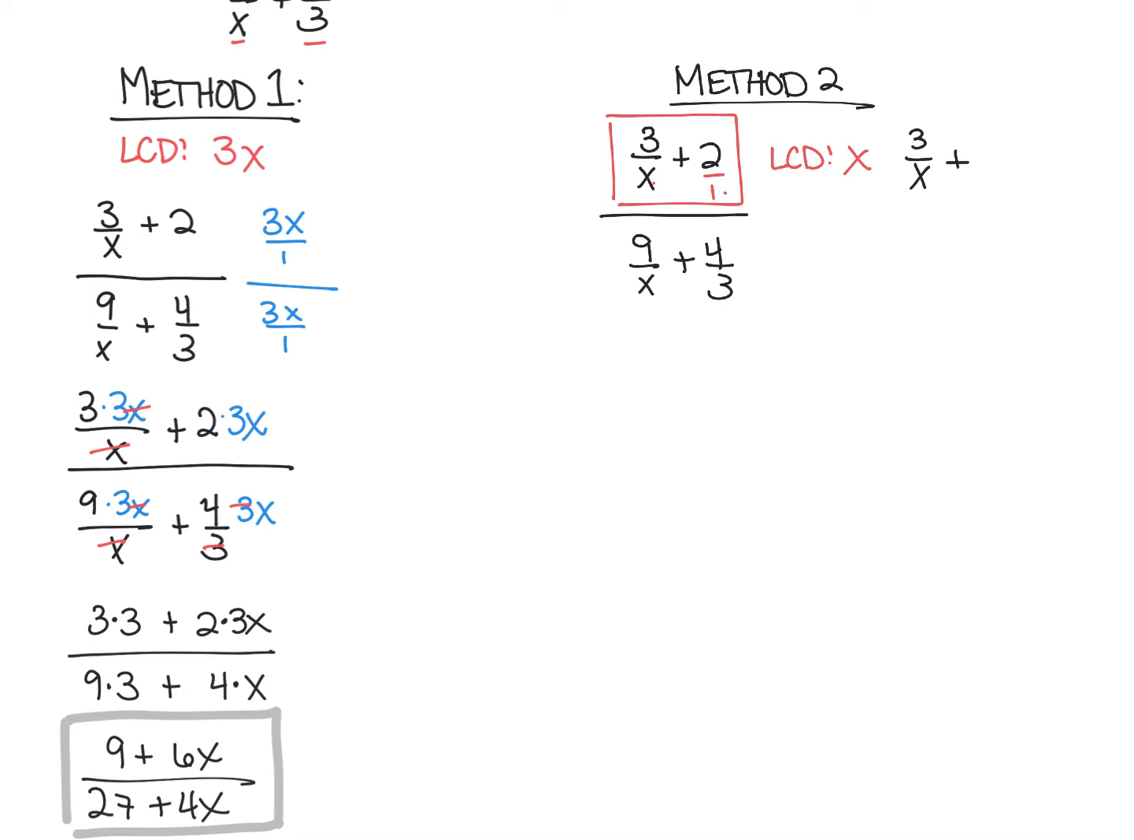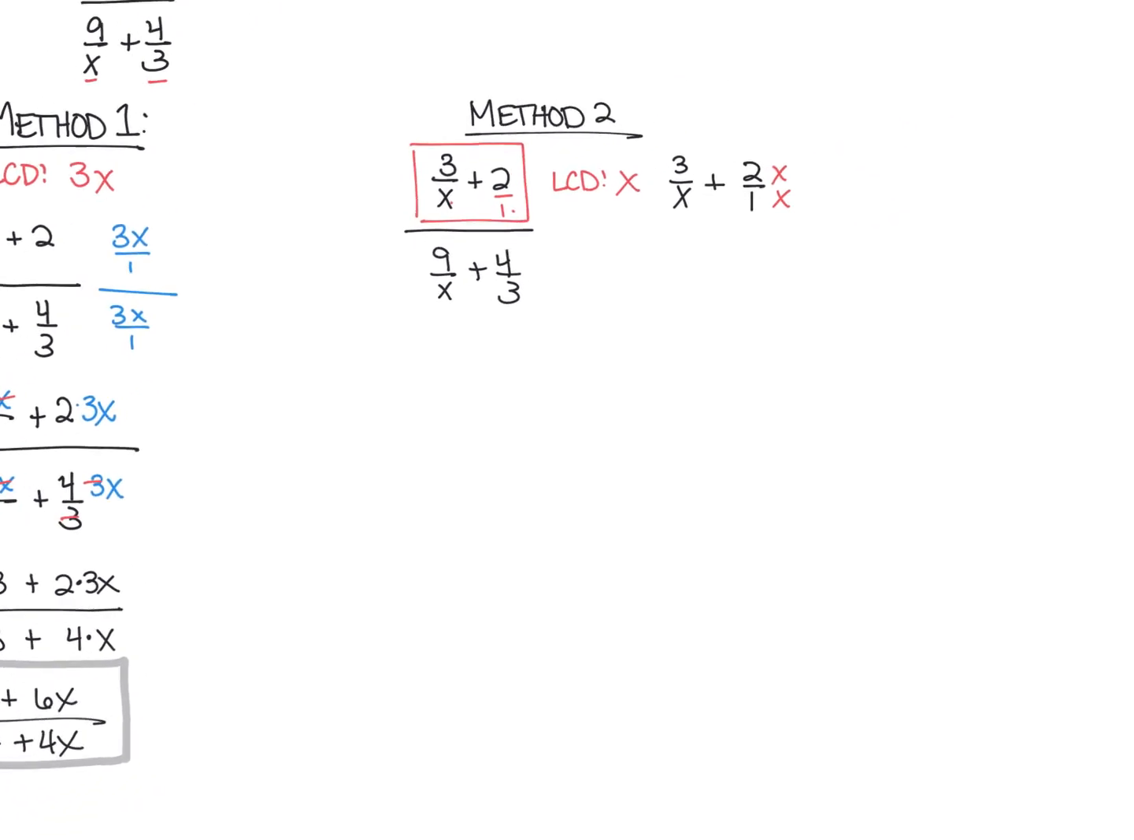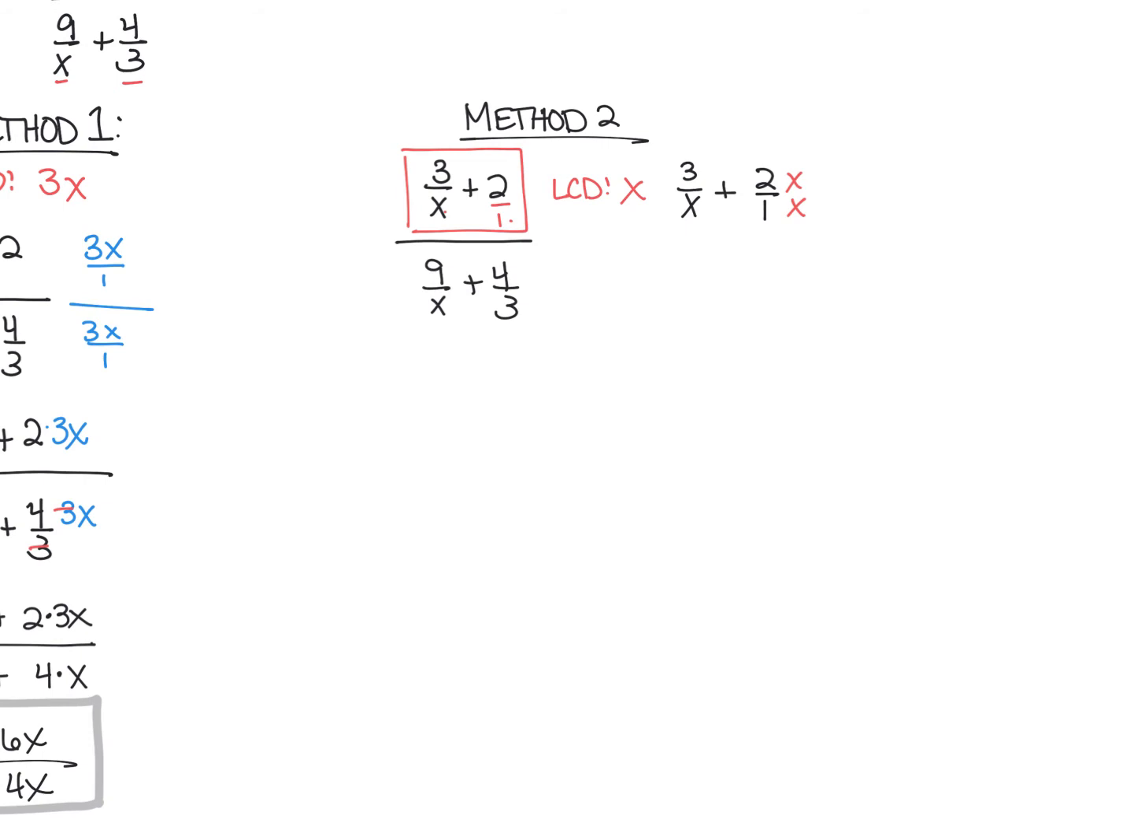Its denominator's already x. And this one I have 2 over 1, but I would need to multiply it by x over x. And so what I get in this expression, and remember this is just the numerator, is 3 over x plus 2x over x, which means we get 3 plus 2x over x. So this is the numerator as one fraction. That's the whole point. One fraction for the numerator.